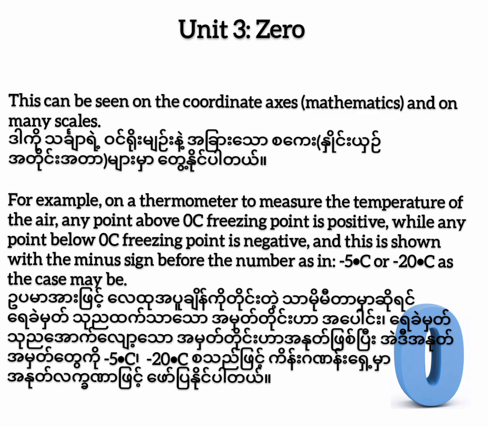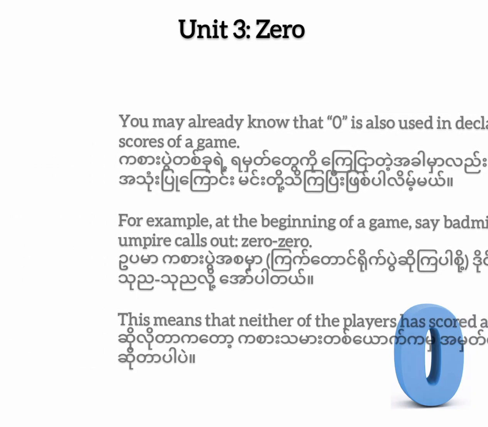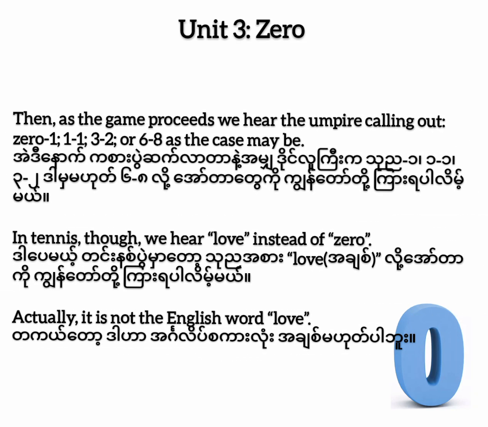And this is shown with the minus sign before the number, as in -5°C or -20°C, as the case may be. You may already know that 0 is also used in declaring the scores of a game. For example, at the beginning of a game, say badminton, the umpire calls out 0-0. This means that neither of the players has scored a point. Then, as the game proceeds, we hear the umpire calling out 0-1, 1-1, 3-2, or 6-8, as the case may be. In tennis, though, we hear love instead of 0.